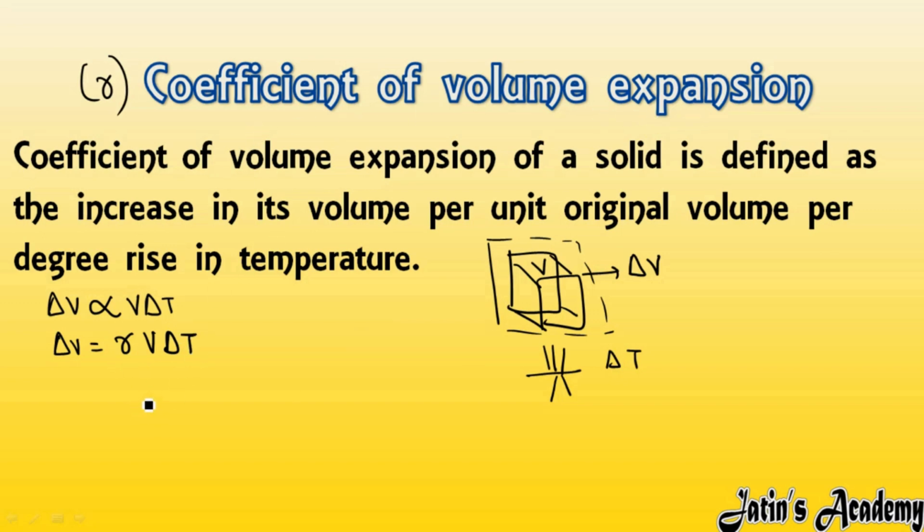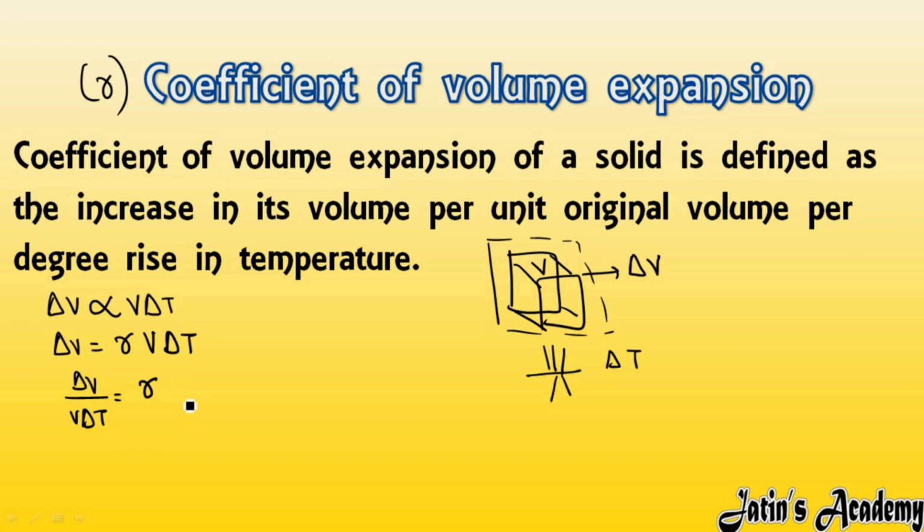So now we are going to define the coefficient of volume expansion, that is gamma. Delta V over V delta T is equal to gamma. What is the definition of gamma? Gamma means change in volume per unit original volume per degree rise in temperature. Okay, this is the definition of gamma.